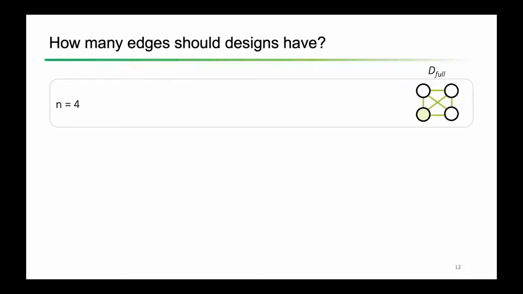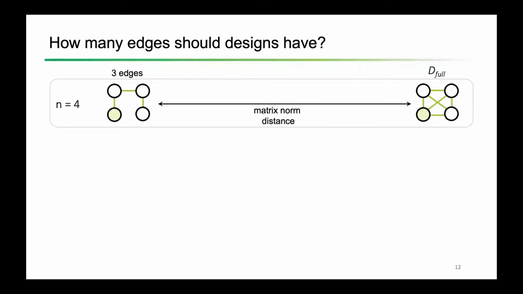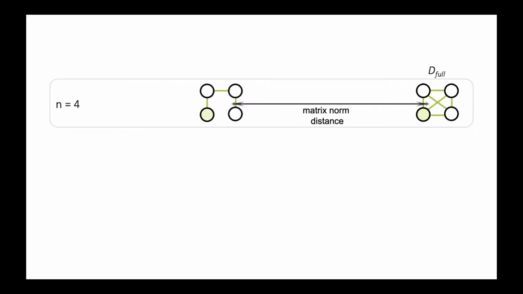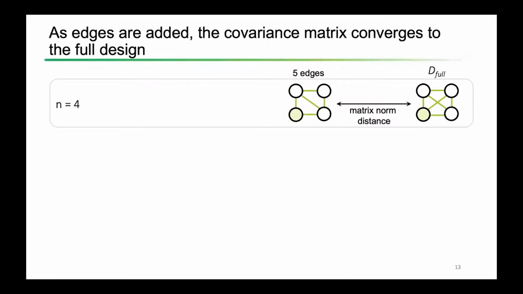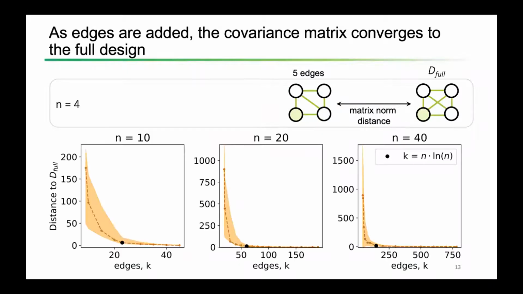So for this first thought experiment, we can consider the case of 4 ligands and the full design where we have all possible edges. And then I'll generate random graphs that have a fewer number of edges and measure the distance between the covariance matrices of both of these graphs. I'll continuously increase the number of edges and measure the distances. And I did this analysis for graphs that have 10, 20, and 40 ligands.